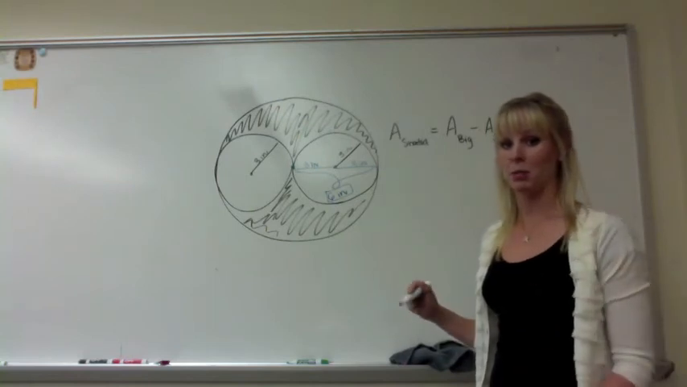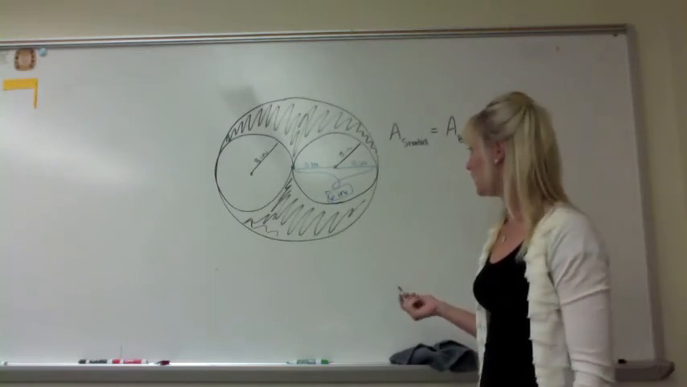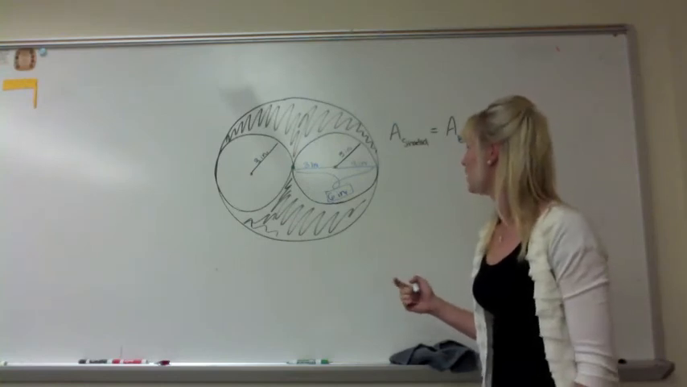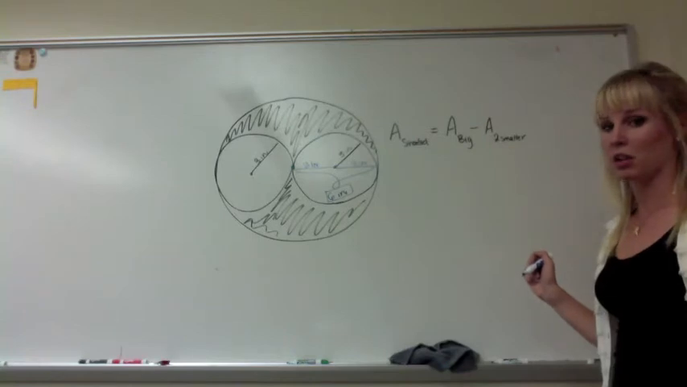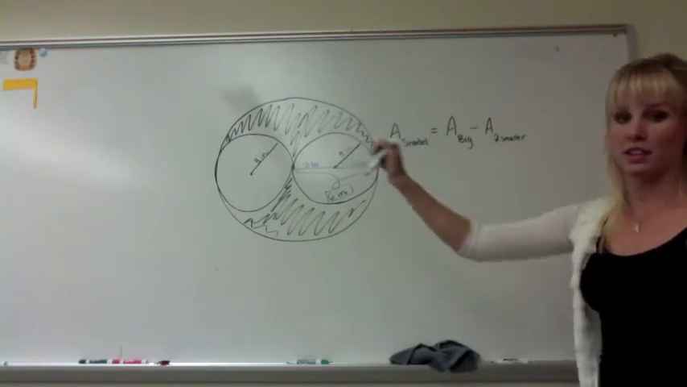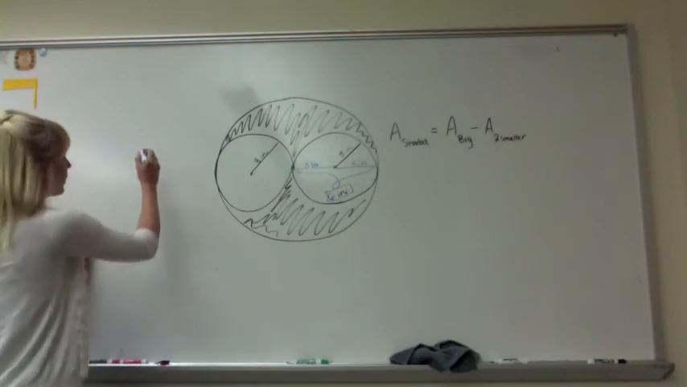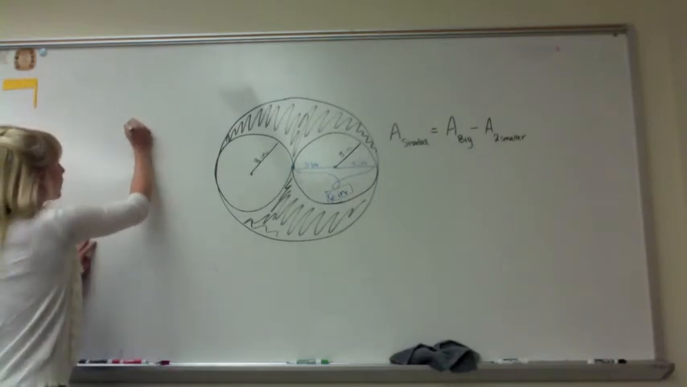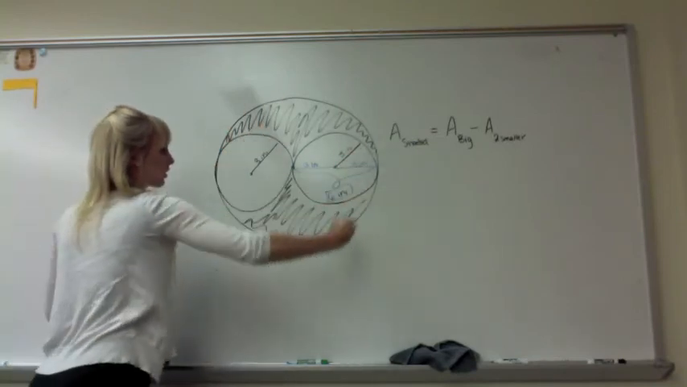Now we have all the information that we need, so we're going to find the area of the shaded region, and we're going to break it down into smaller parts. Okay? So I need to find the area of the big and the area of the two small. What I'm going to do is write my work on this side. I'm going to start out with the area of the big, that's the area of the big circle, this circle here.